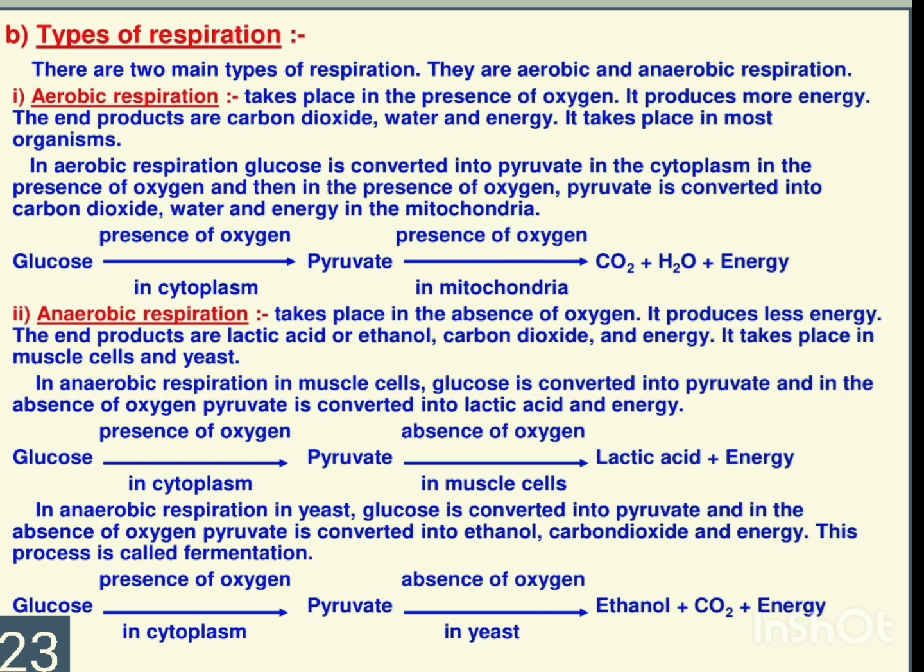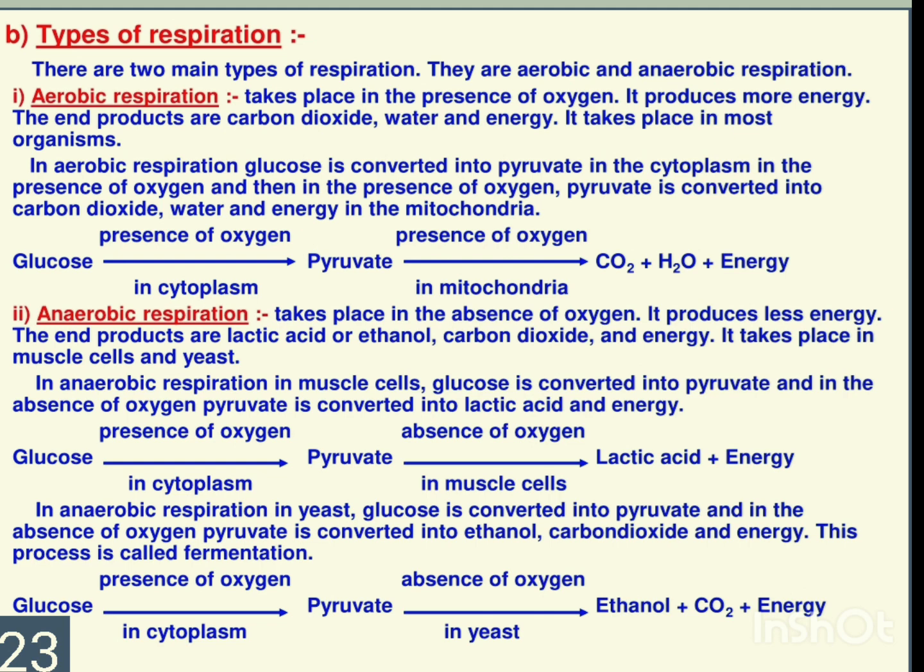Aerobic respiration is the respiration which takes place in the presence of oxygen, and it produces more energy. The end products are carbon dioxide, water and energy. It takes place in most of the organisms. In aerobic respiration, what happens? Glucose is converted into pyruvate in the cytoplasm, and then in the presence of oxygen, pyruvate is converted into carbon dioxide, water and energy in the mitochondria.